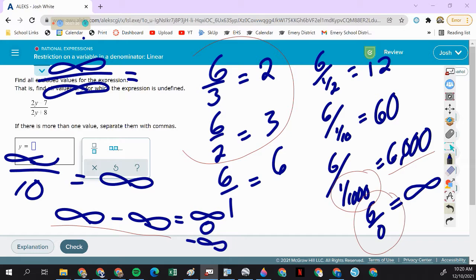Well, infinity cut into pieces is still infinity, right? But any number divided by itself is 1, and any number cut into an infinite number of pieces is 0. So infinity divided by infinity could be infinity, it could be 1, or it could be 0. It just depends on how big the infinities are.